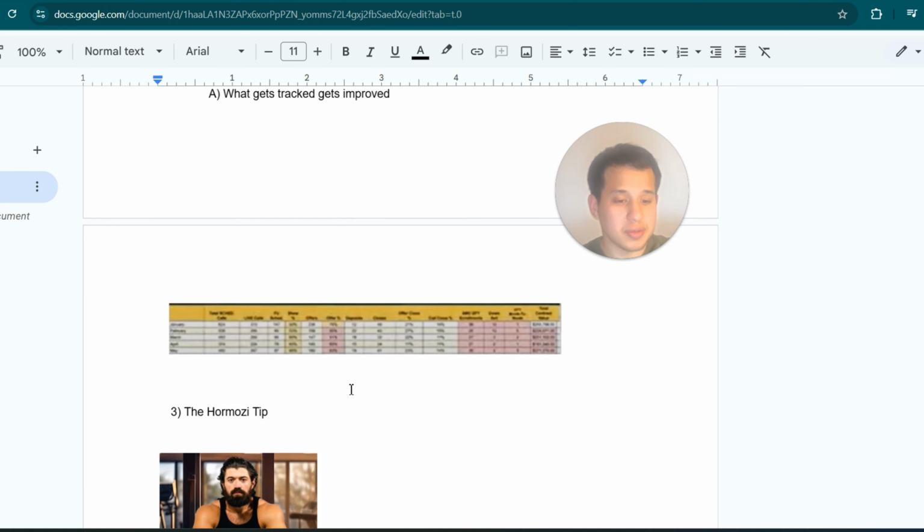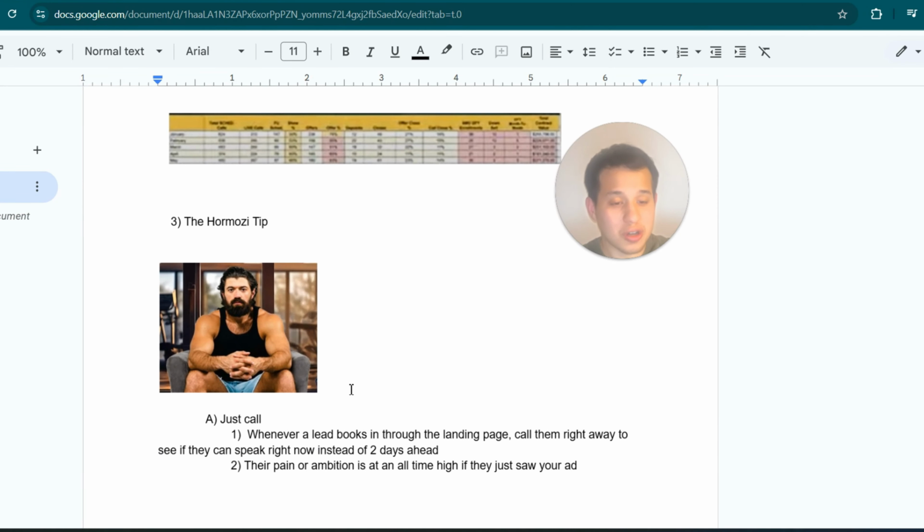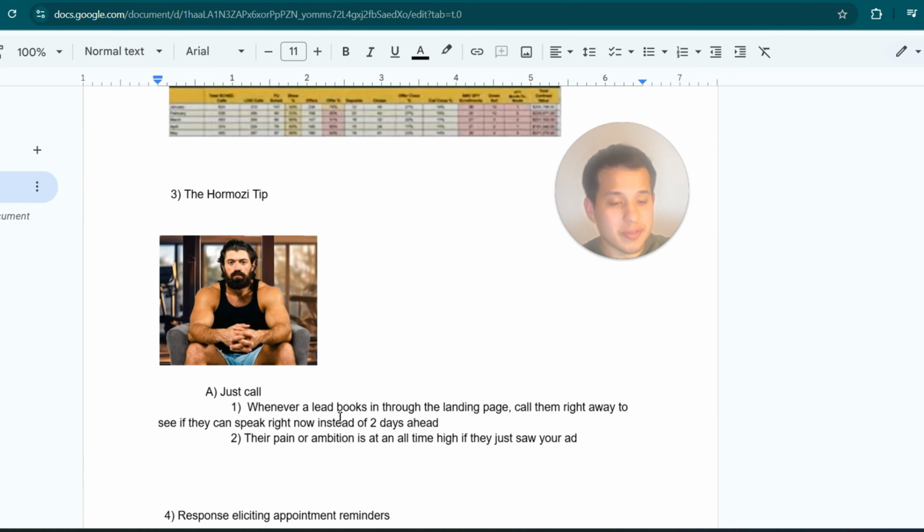The third way to do it is what I call the Hormozi tip. Just call the lead. Whenever a lead books through the landing page, call them right away to see if they can speak right now, instead of two days ahead. For example, you have a lead who just booked in the calendar. Usually they book themselves in advance; they're not going to book for the same day.